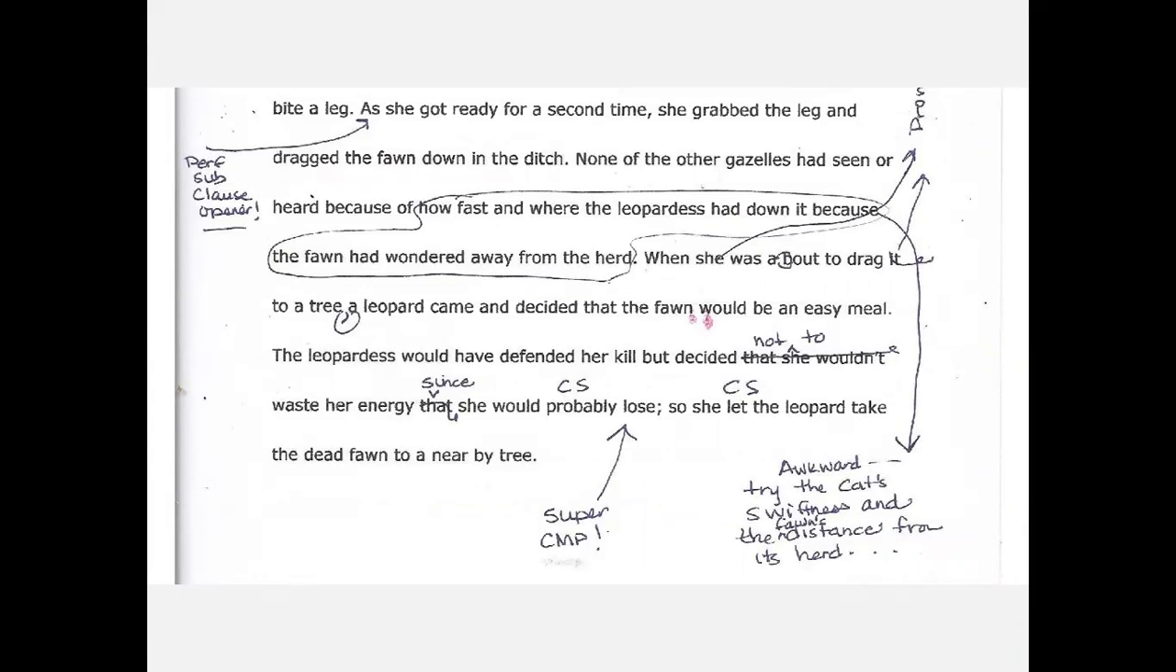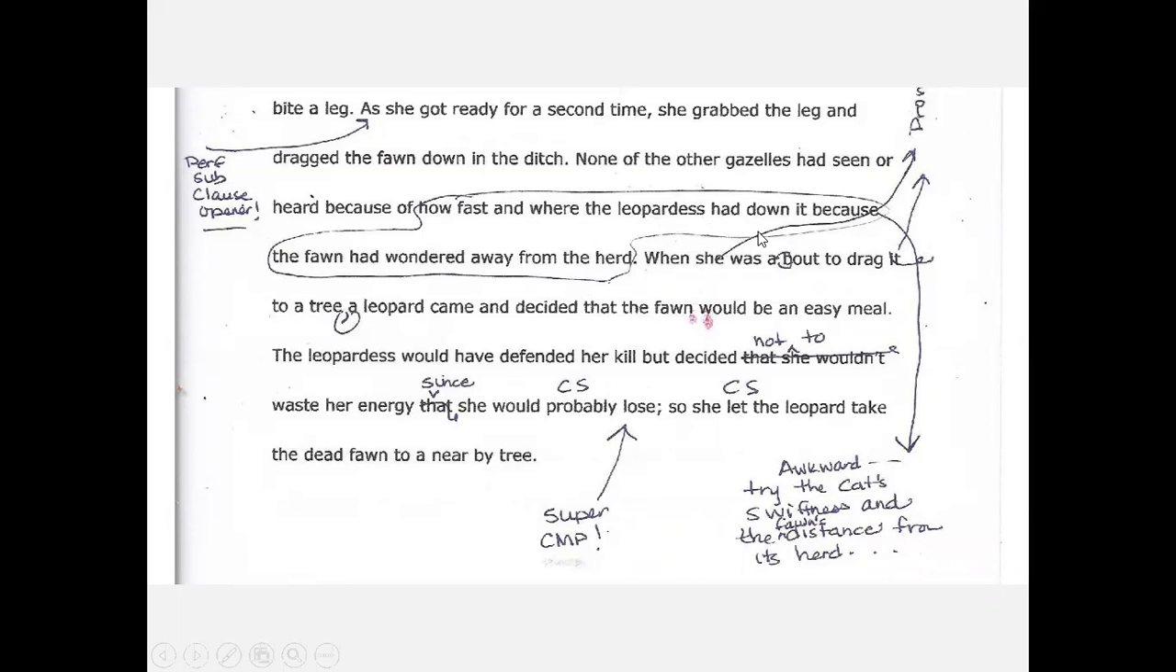All right, looky there, perfect subordinate clause opener. So she did it right, and I wanted her to know it. As she got ready for a second time, she grabbed the leg and dragged the fawn down in the ditch. None of the other gazelles had seen or heard because of, okay, and this is a pronoun issue. Oh yeah, that pronoun issue is on the same page as this because the PowerPoint breaks it in two. So that pronoun clarity is for the she and the it.